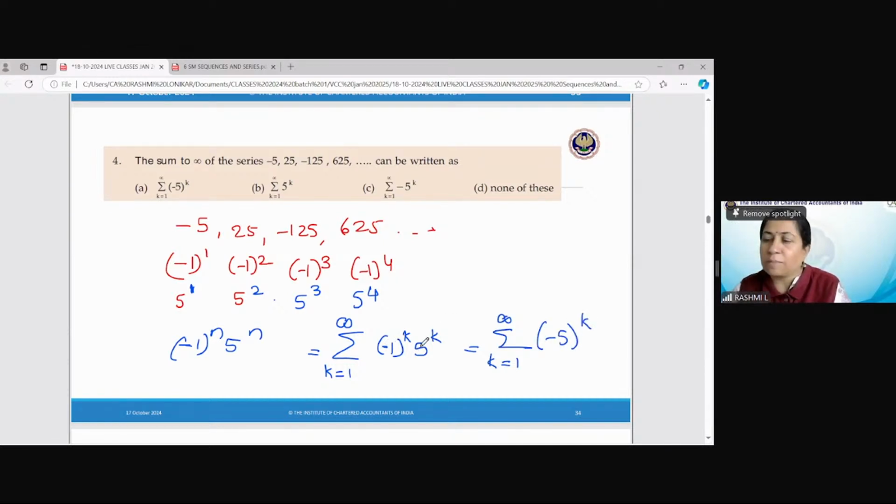a raised to m and b raised to m. So you can write ab raised to m. So ये कौन सा है? C is the correct answer. Okay.